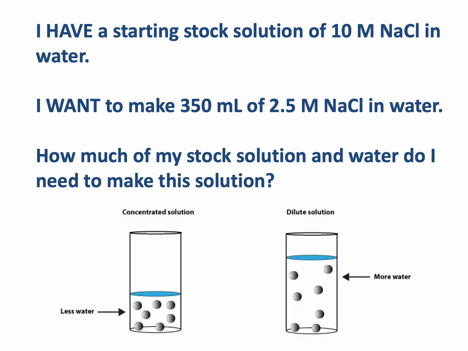And you also have a V2, which is 350 mils, right? That's what you want as your final solution. You want 350 mils of this stuff. So then the question is, okay, you have your C1, you have your C2, and your V2. So what you're going to be doing is solving for V1. So how do you do this?